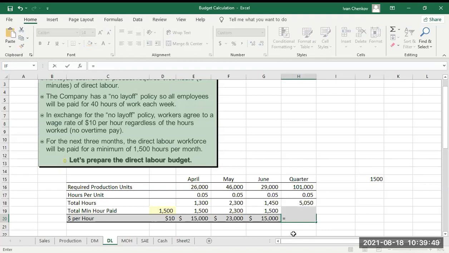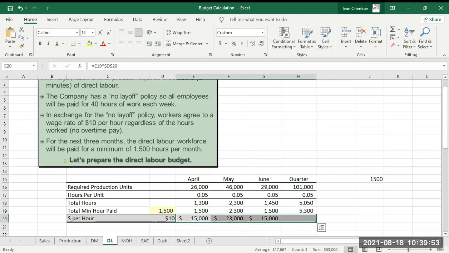Yes. This one can easily be equal to those three. All right, so we get the labor hours. Let's go back to the slides and see what the slide says.